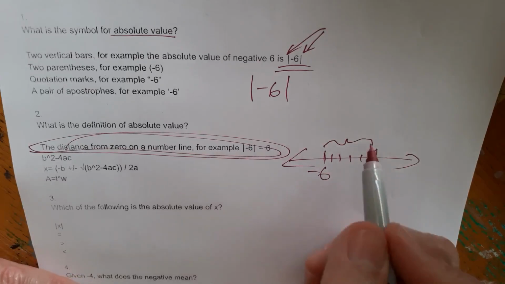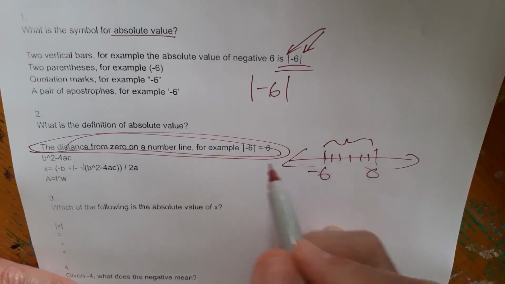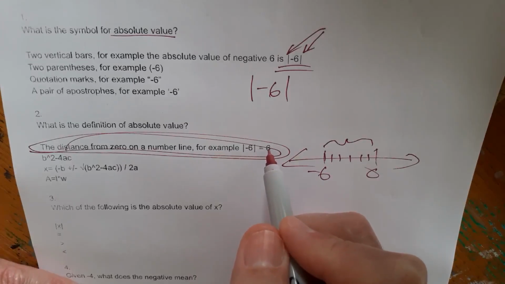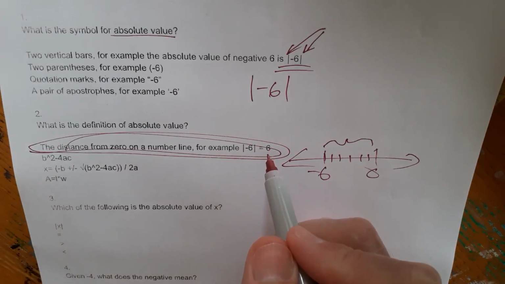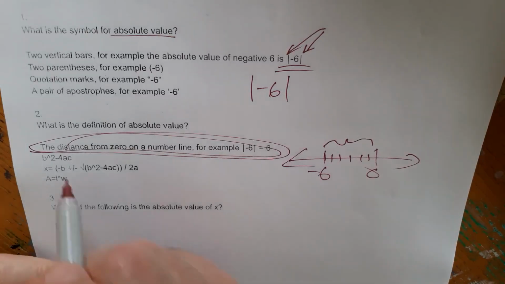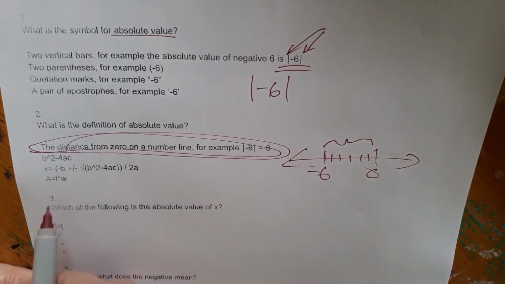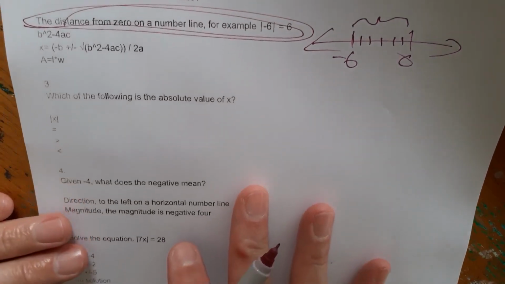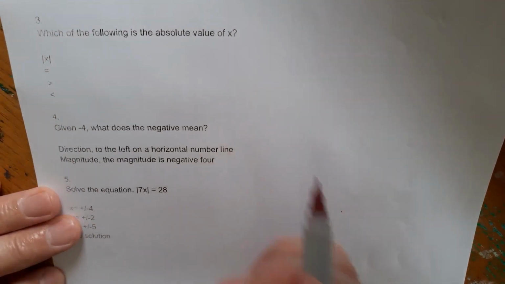Negative is a direction. It stands for going to the left from 0, but we don't care. We want to know its distance from 0 on the number line. Okay? Distance from 0 on the number line. That's what it is.